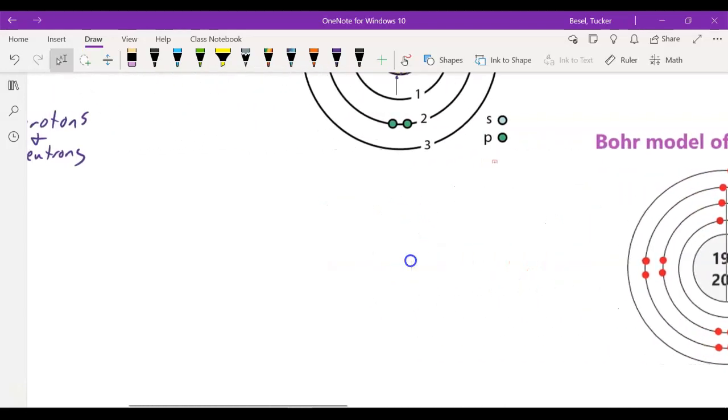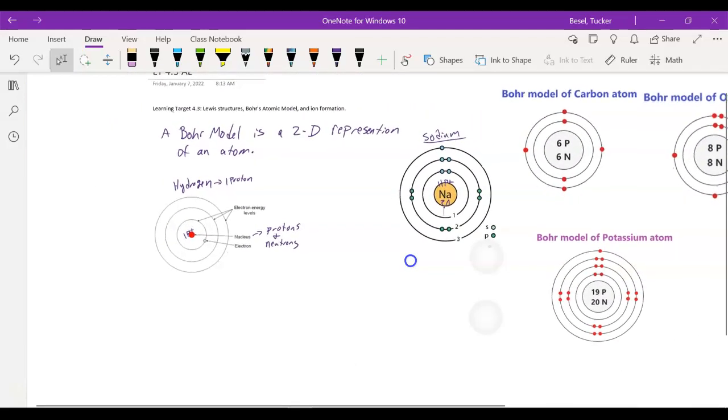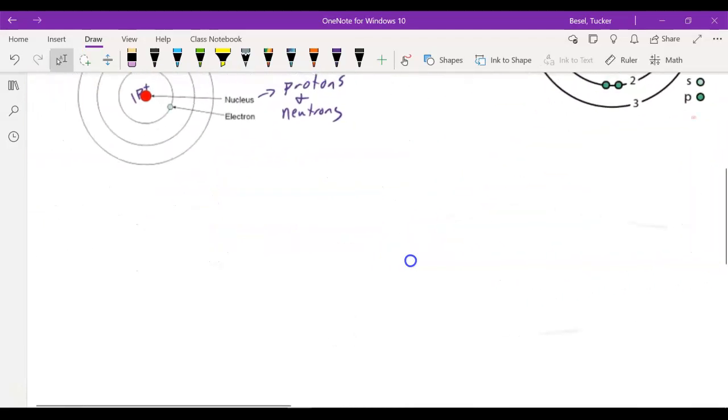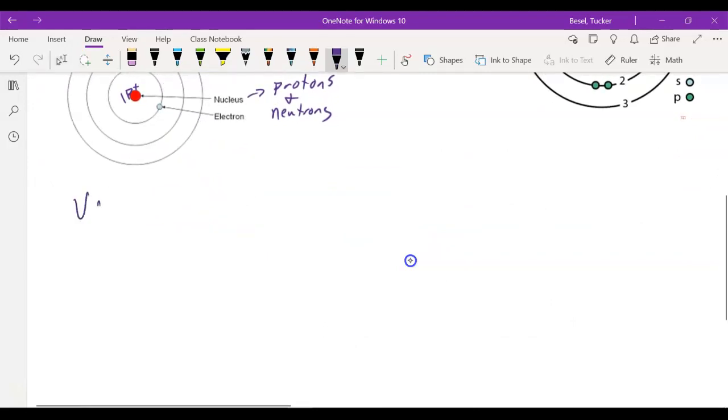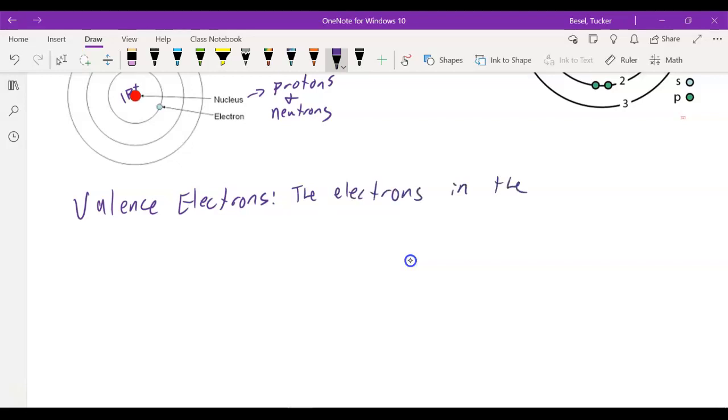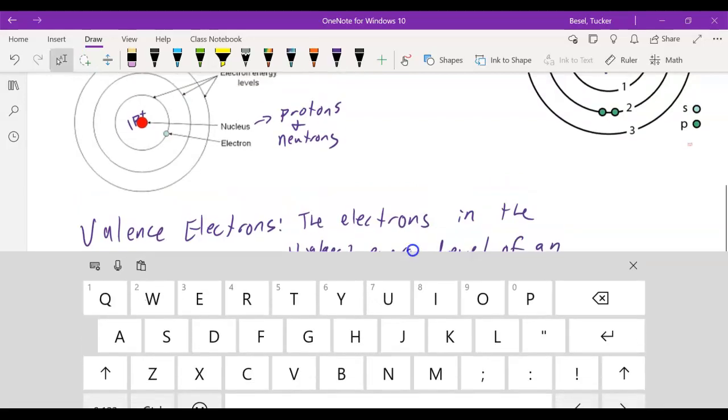Okay, so now before we get going on to the Lewis structures, there's one thing I want to define for you, and that is a valence electron. So valence electrons are the electrons that are in the highest energy level. They're electrons in the highest energy level for a specific atom.